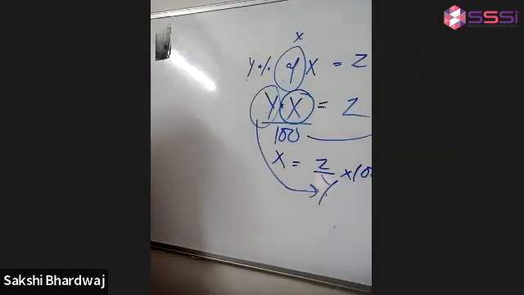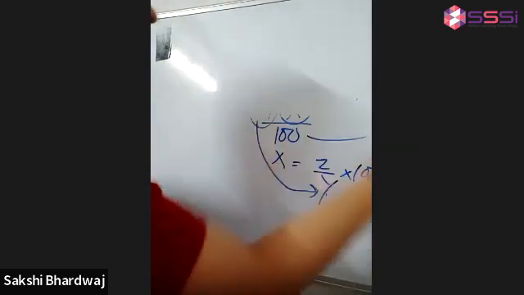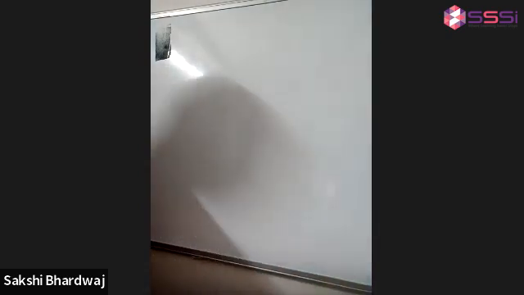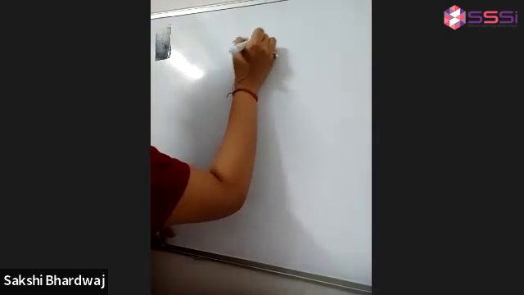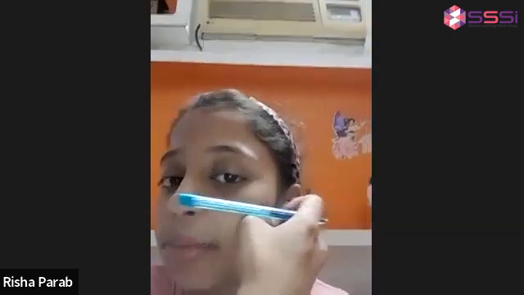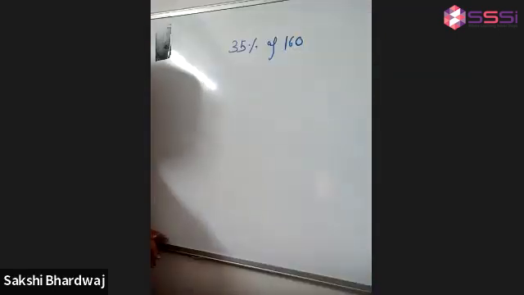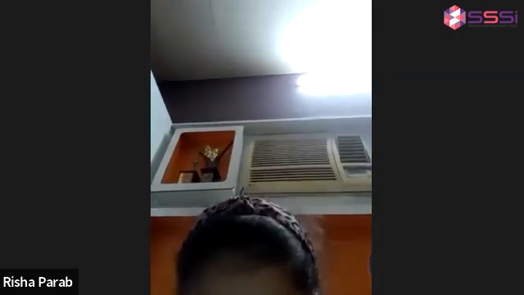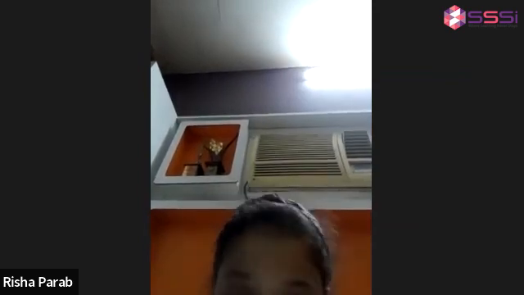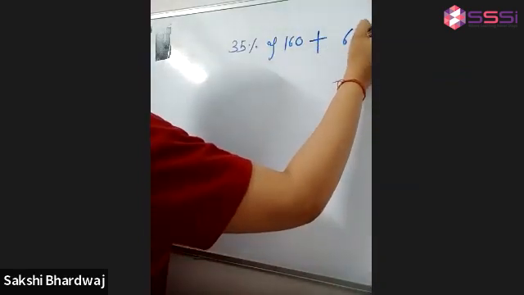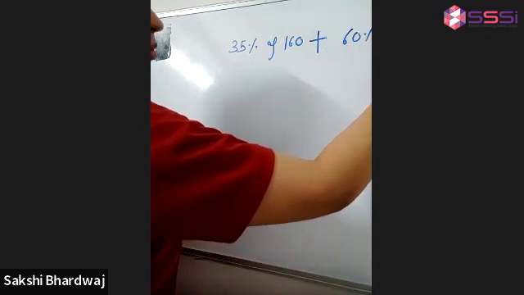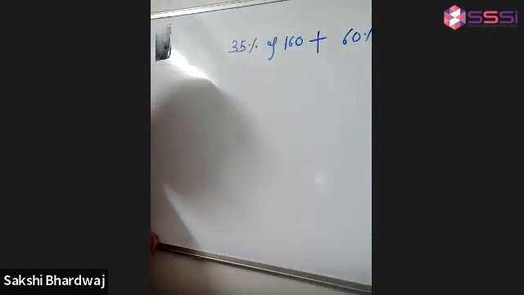Now write down 35% of 160 plus 60% of 80 is what percent of 312.